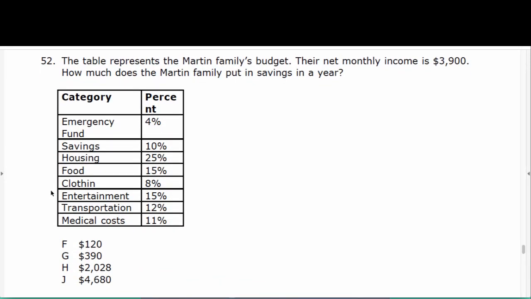Question 52. The table represents the Martin family's budget. Their net monthly income is $3,900. How much does the Martin family put in savings in a year? If you need anything from the chart read, please raise your hand. F. $120. G. $390. H. $2,028. J. $4,680.